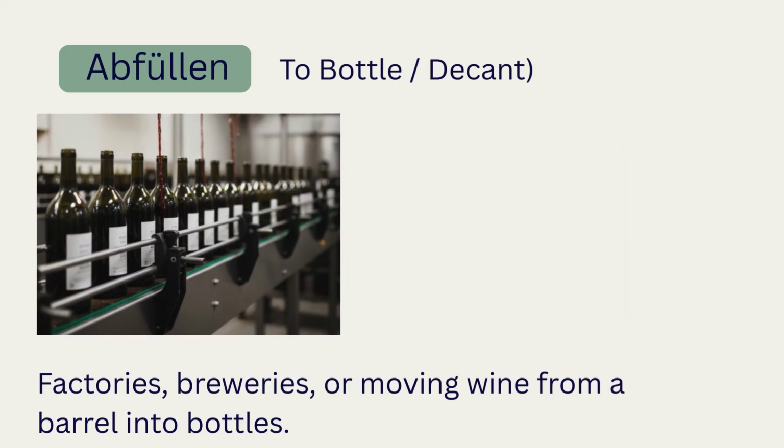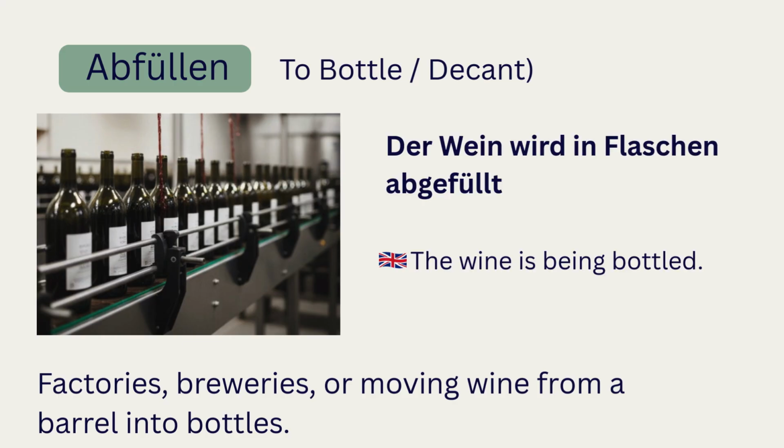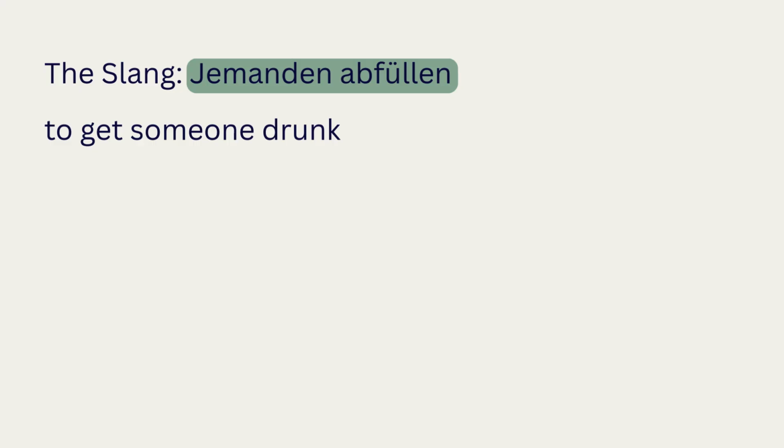Next is Abfüllen. It is about distribution, taking from a big source and bottling it into smaller ones. For example, filling wine bottles. But be careful, this is also a slang. So, for example, if you go to a party and get wasted, it is also called Abfüllen.